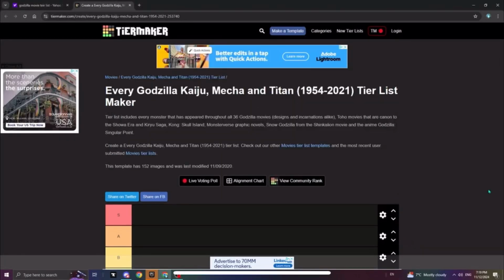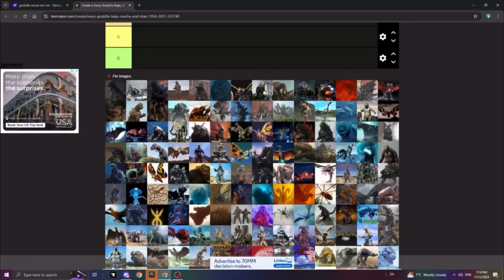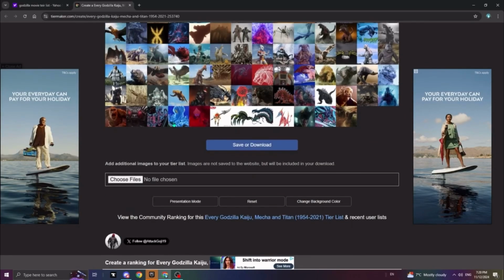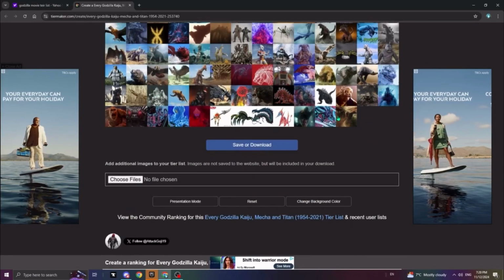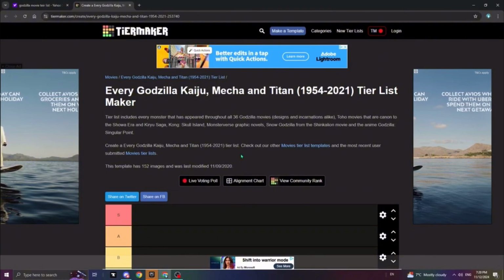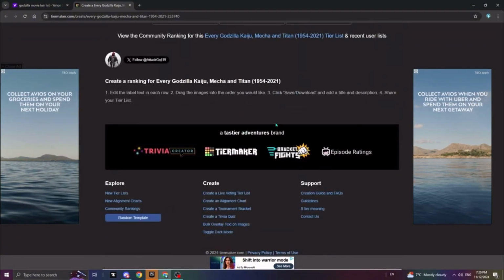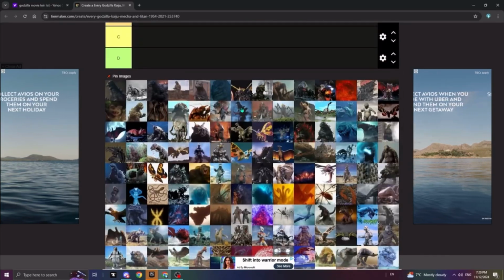Hello, people. Today, I'm gonna rank every single Godzilla character, I guess. Probably not every, because there's probably some stuff missing, because I did not expect it to be this small. Like, for a Kaiju, or like an entire franchise, it's been around for more than 70 years now. But anyway, let's get into it.